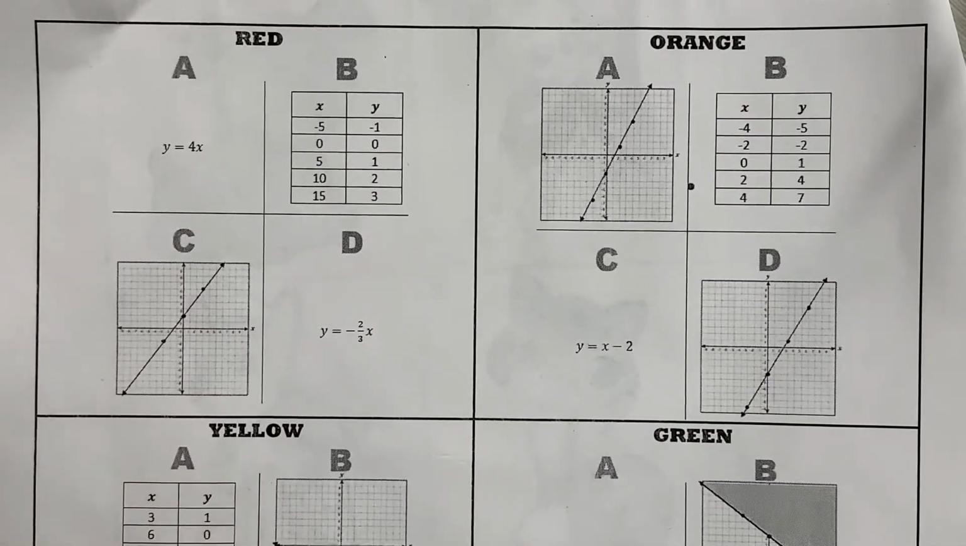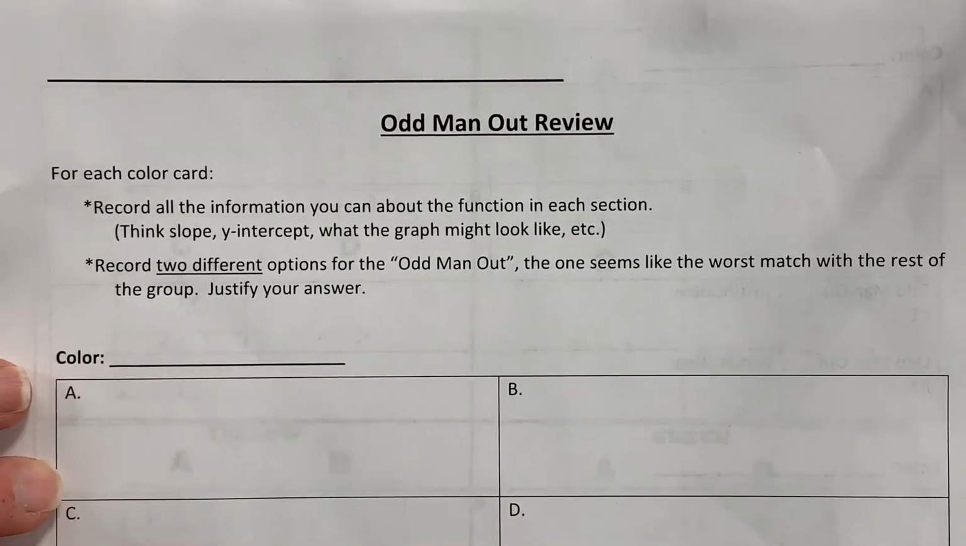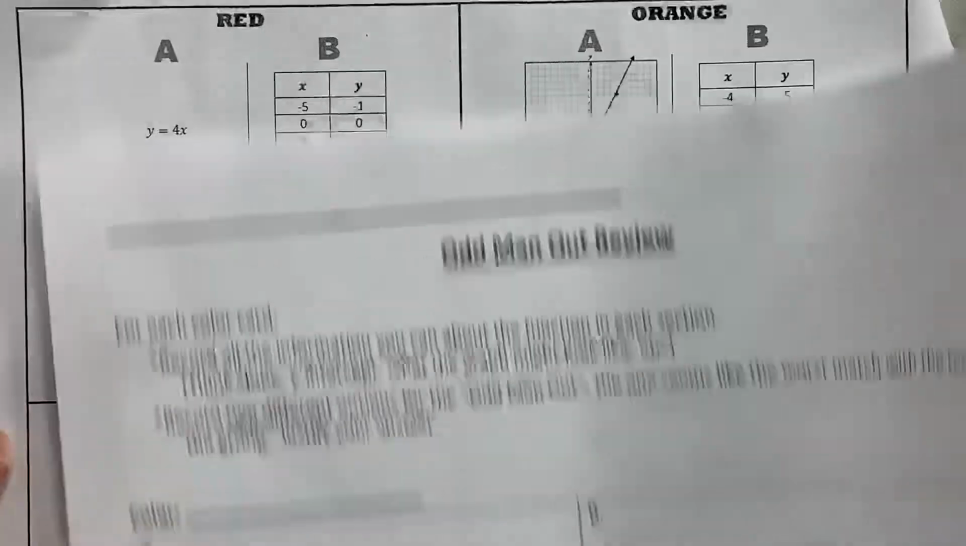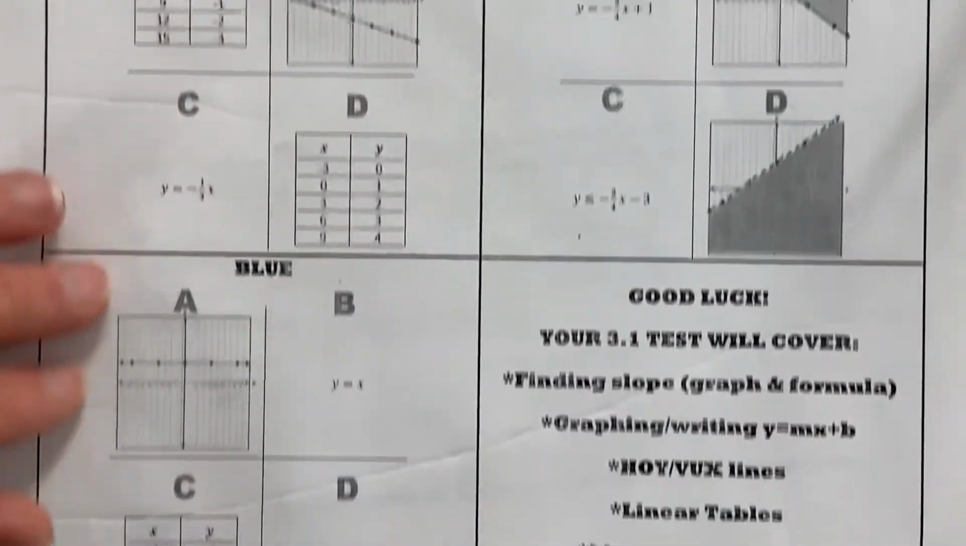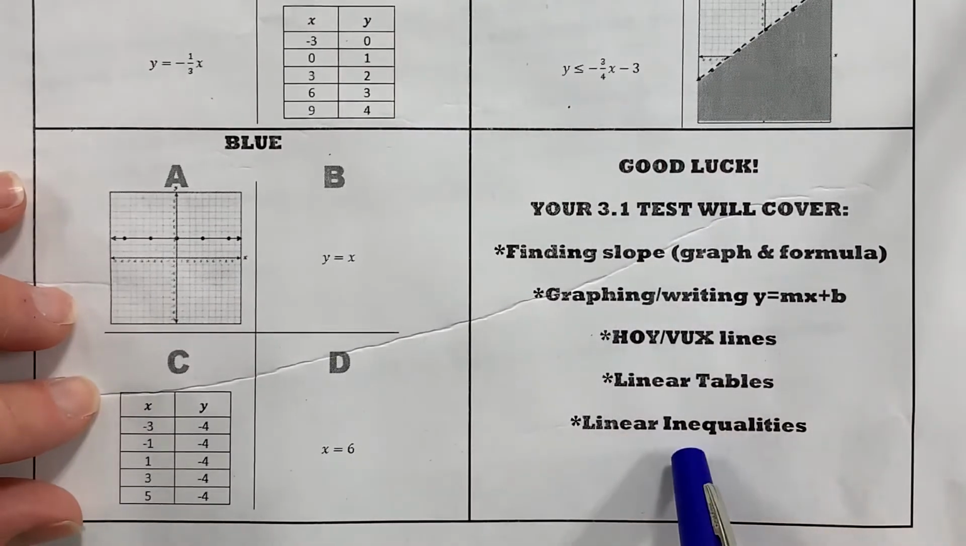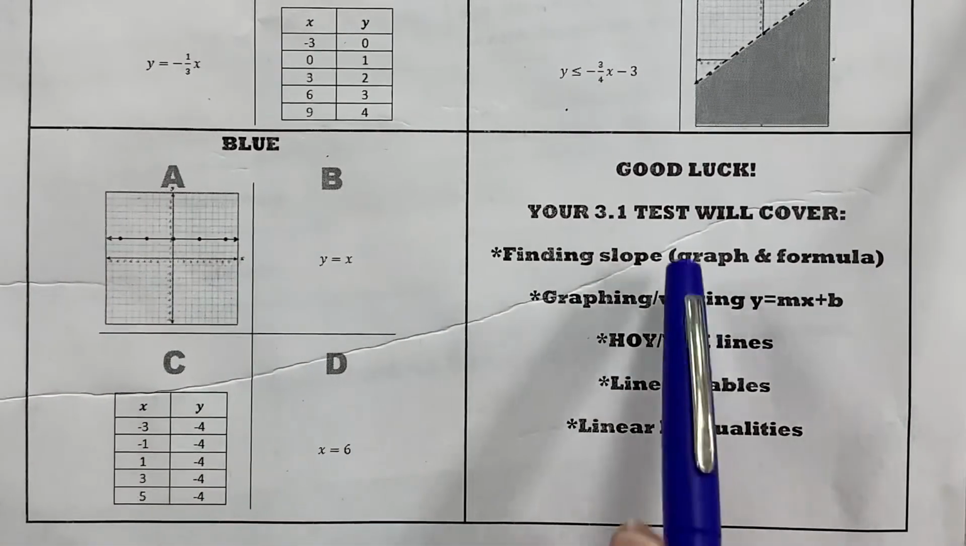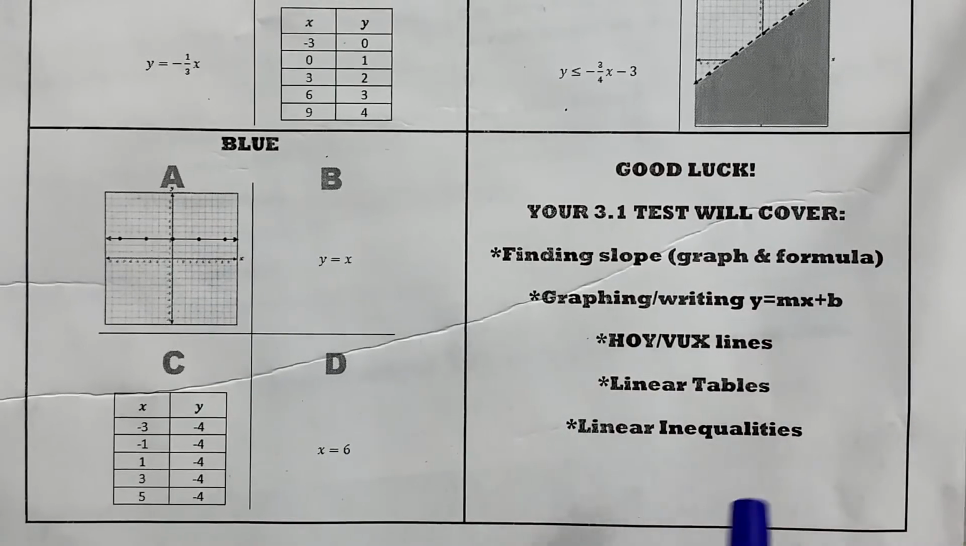So hopefully that makes sense. If you happen to get through all five colors and you're in really good shape, you feel good, the next thing you can do is access that quizzes review that you should have started yesterday. Here's a summary of everything that's going to be on that test on Friday. So make sure that you know how to do these things so you do really well on it, all right?